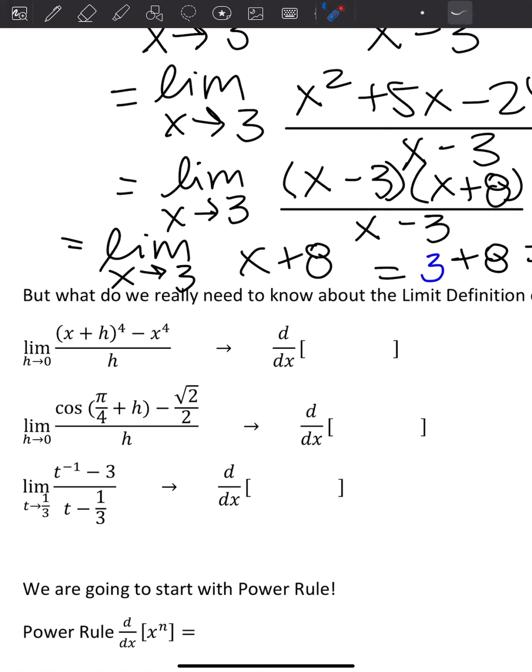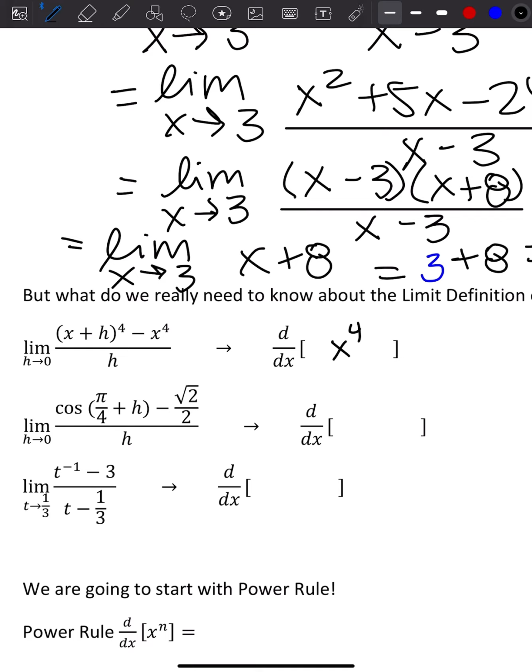What I need to remind myself is this is the limit definition of a derivative, where we're getting our equation. This is our f of x plus h minus our f of x. So this tells me our f of x, or our function that we care about, is x to the fourth. So this really just means, what's the derivative of x to the fourth?